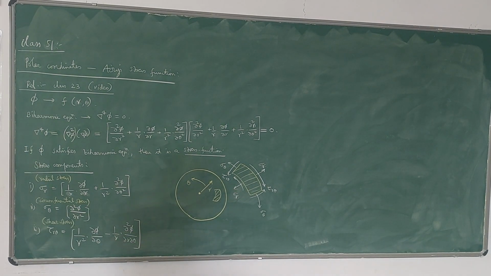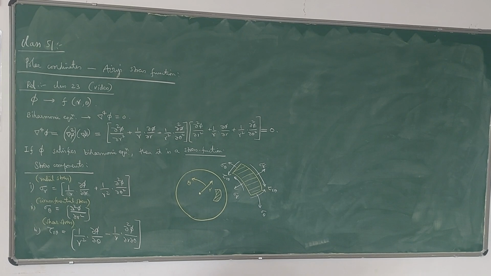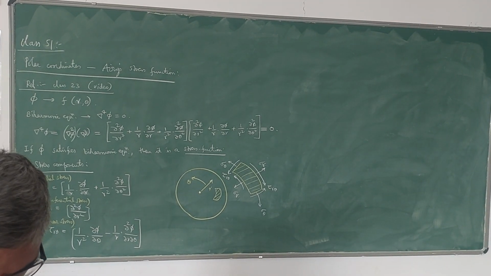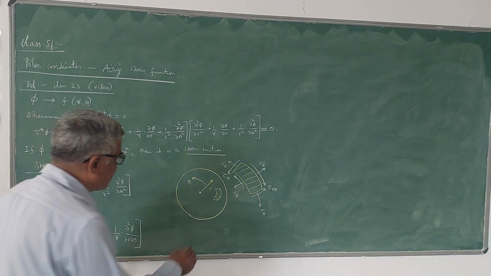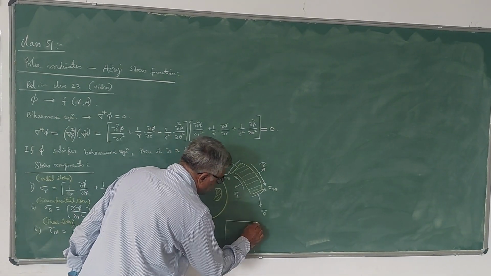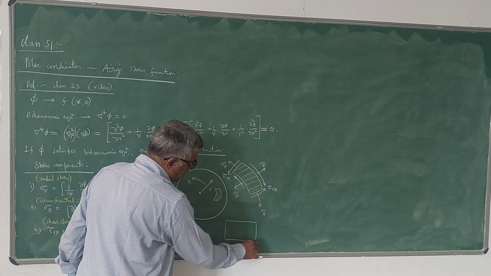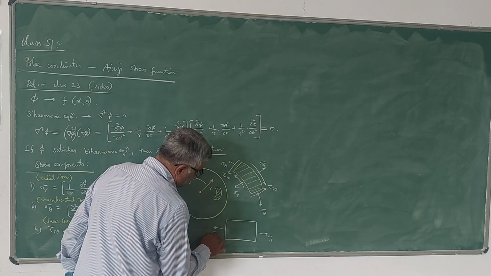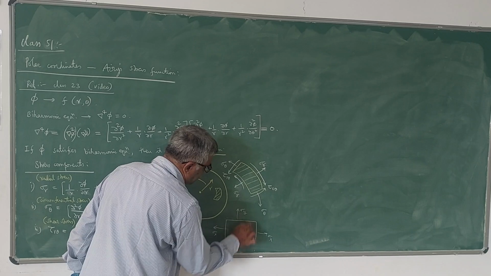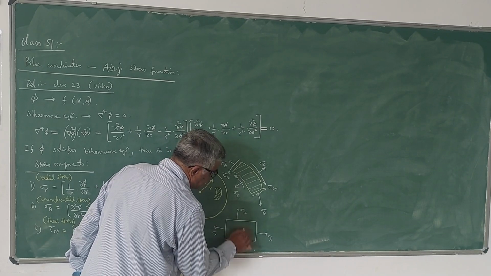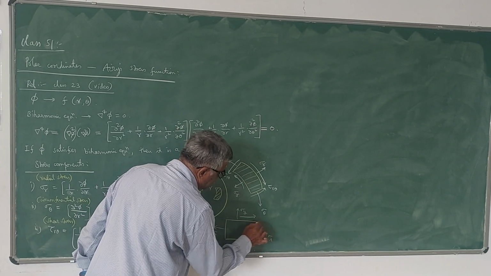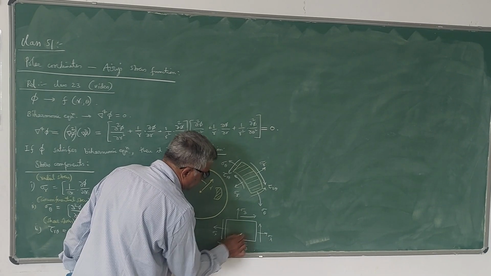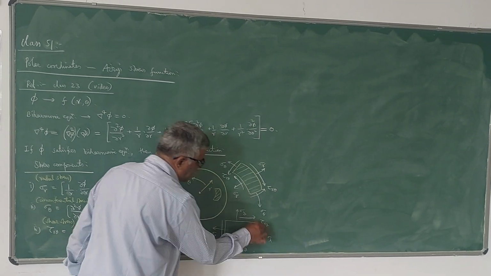Whereas in the case of Cartesian coordinates, you have sigma x, sigma y, tau xy. So in Cartesian coordinates, it will be like this. Because I have explained, I am going to take the element like this. Sigma x will be like this. Sigma y will be like this. Tau xy will be like this. This is in two-dimensional Cartesian.